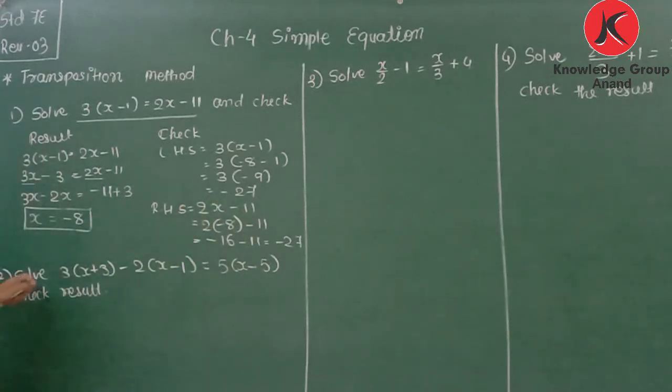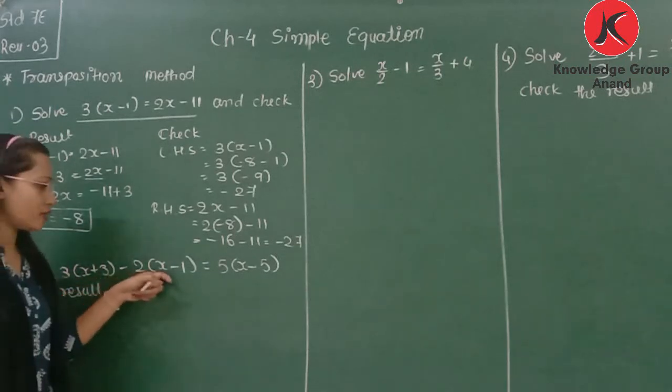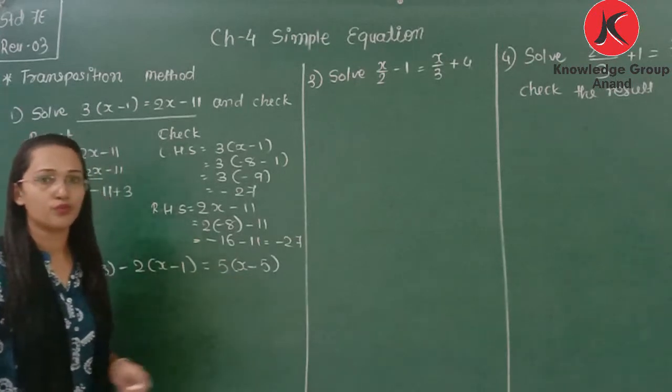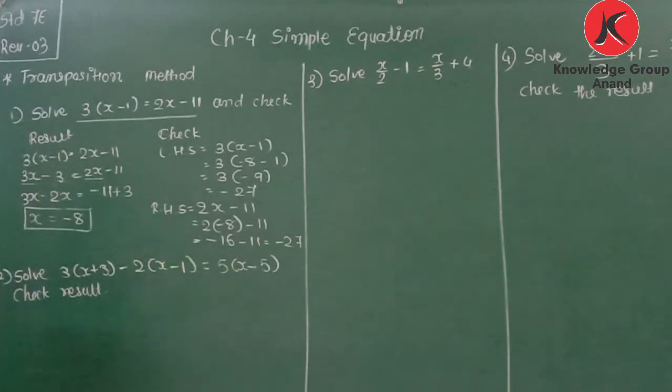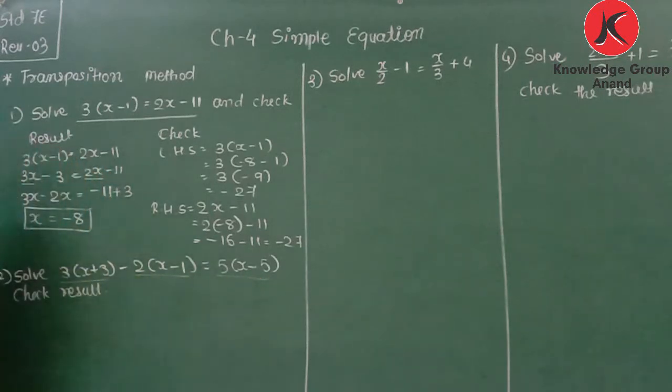Now next one, solve 3(x plus 3) minus 2(x minus 1) is equal to 5(x minus 5). So whenever this kind of example is there, first of all simplify this. Okay, how can we simplify this? 3 is outside the bracket, so we will multiply 3 with both numbers inside the bracket. 3 is multiplied with x, that is 3x, and 3 is multiplied with 3, that is 9.